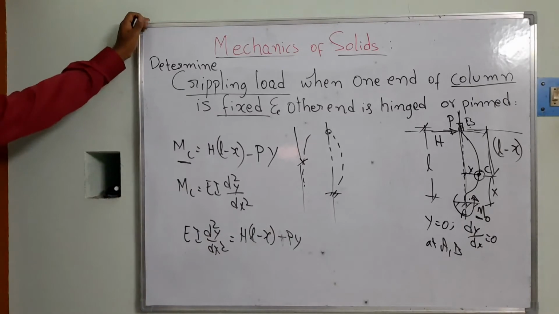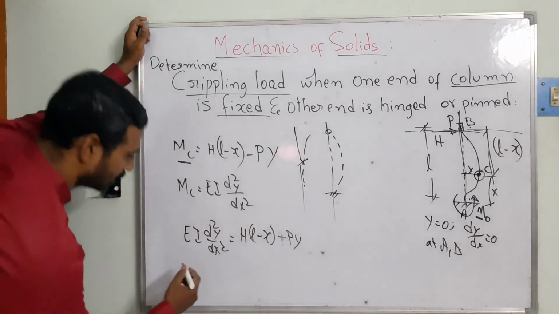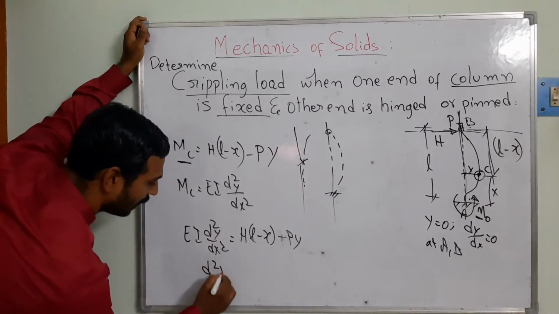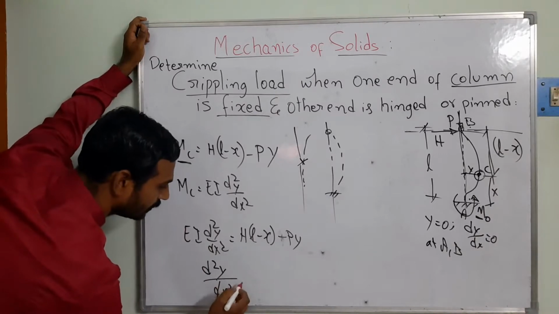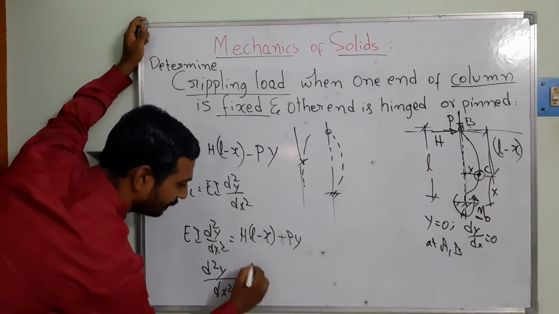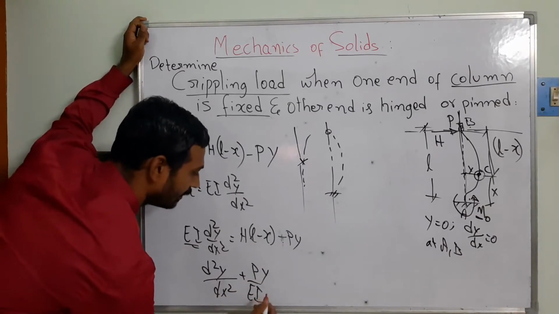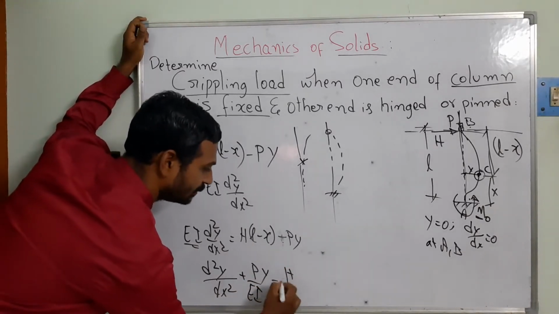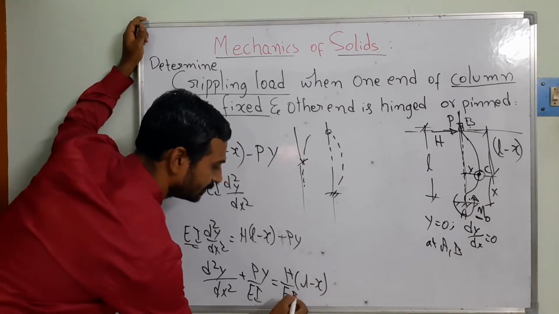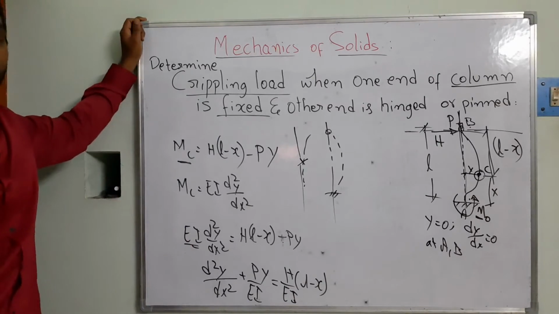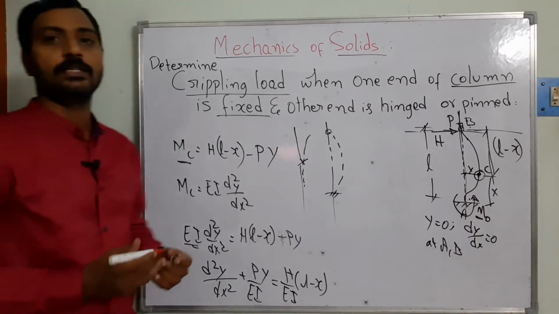Now that equation we got, I am going to take to the other side. So that's going to be d square y by dx square minus P into y, and EI I am going to take here, that is equal to H by EI into L minus x, we got it. So this is the simplification we are doing, and further simplification we are going to do by introducing the crippling load.